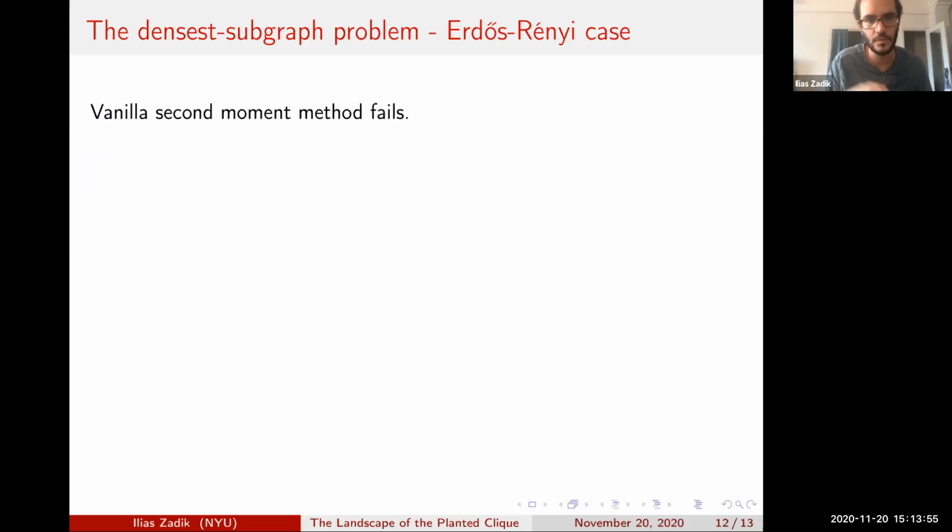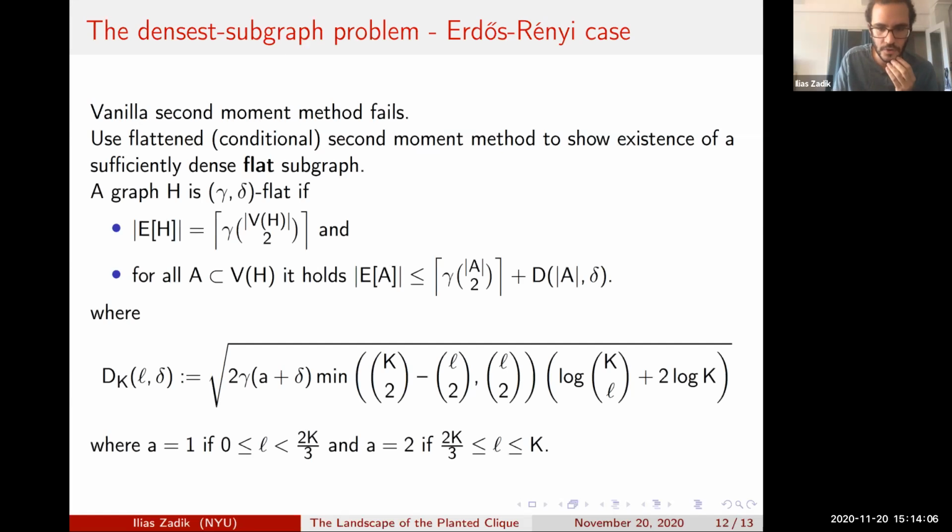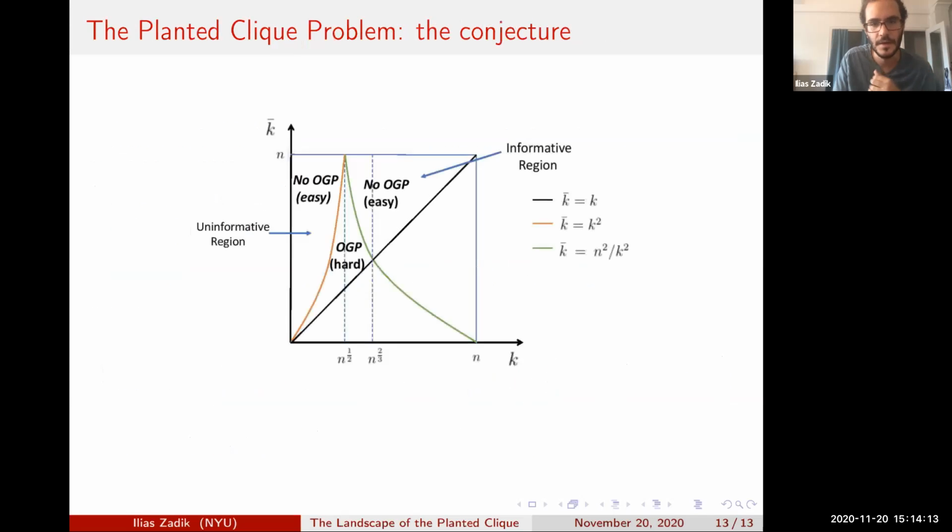And just a quick comment, the vanilla second moment fails, and we need to prove appropriate conditioning, because if you do the second moment method, of course, there are all these various ways that dense subgraphs can overlap, and you need to control them. So it takes a lot of care. On how to actually do this, I invite you to see the paper, and that's it.